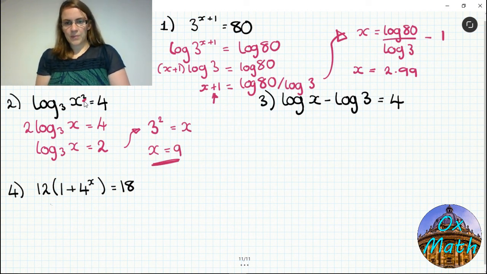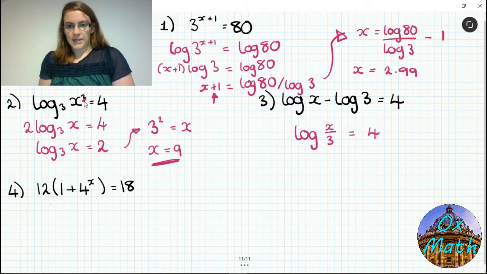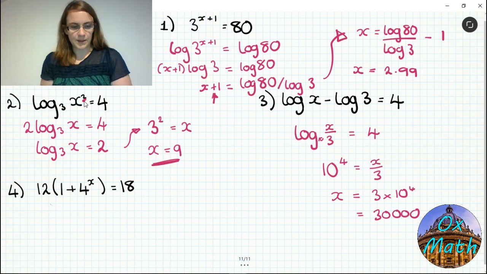Question 3 then, I'm going to use my logarithm subtraction law to simplify this down into a single logarithm by dividing the numbers. So I've got log of x divided by 3 equals 4. And then I can use my definition of logarithms to rearrange, remembering that log on its own means base 10. So I've got 10 to the power 4 equals x over 3. x then is 3 lots of 10 to the power of 4, which you could leave in that form, or that is the same as 30,000.